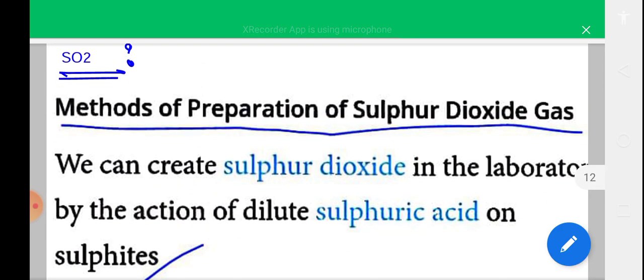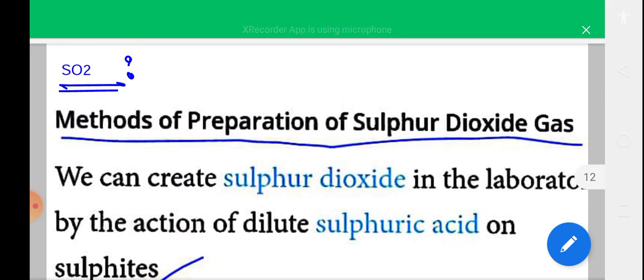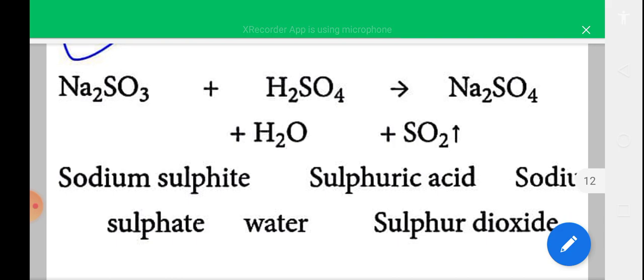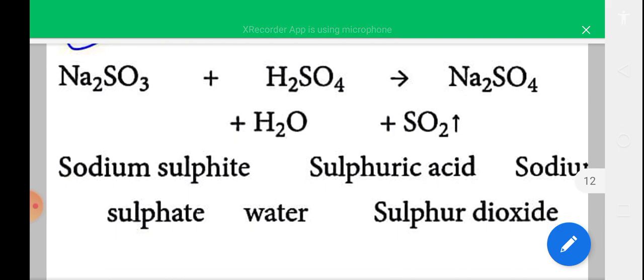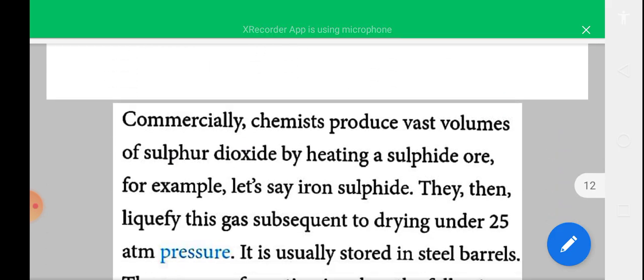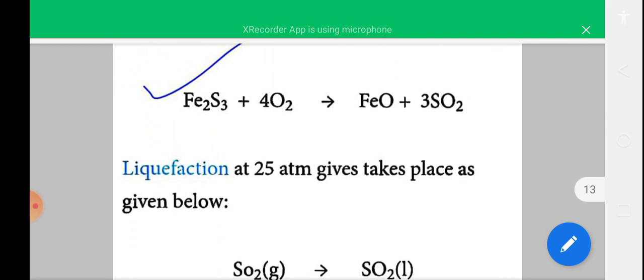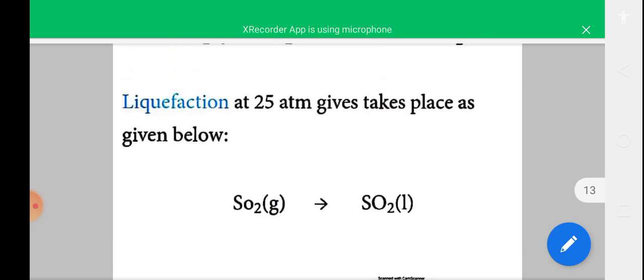And now sulfur dioxide preparation: the method of preparation of sulfur dioxide gas from sodium sulfite. Sodium sulfite, when combined with H2SO4, gives sodium sulfate, water and sulfur dioxide, SO2. Preparation of sulfur dioxide is given in the syllabus. And industrial preparation of sulfur dioxide from Fe2S3: when Fe2S3 combines with oxygen, it gives FeO plus 3SO2. And liquefaction of sulfur dioxide.